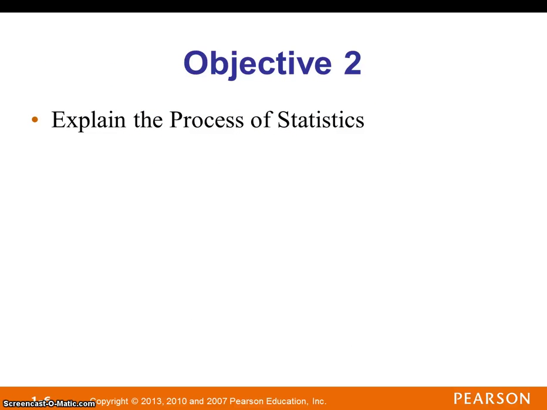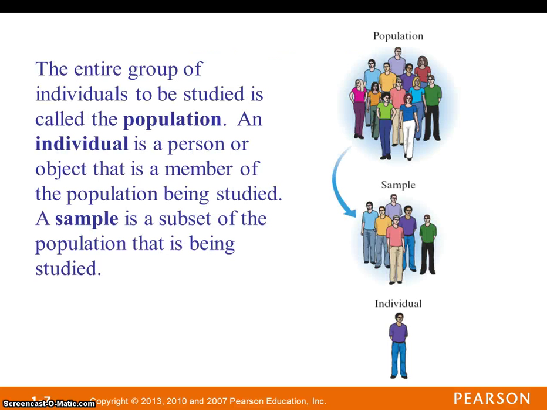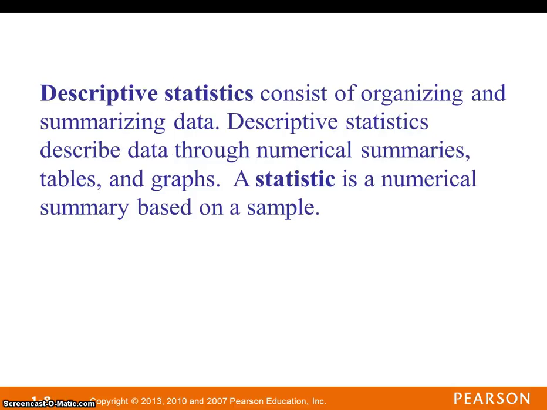Objective 2, explain the process of statistics. The entire group of individuals to be studied is called the population. An individual is a person or object that is a member of the population being studied. A sample is a subset of the population that is being studied. Descriptive statistics consist of organizing and summarizing data. Descriptive statistics describe data through their numerical summaries, tables, and graphs.